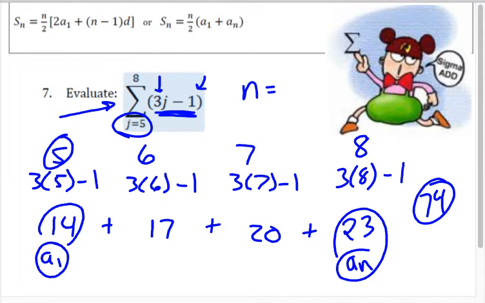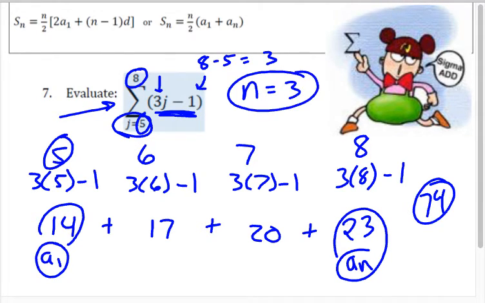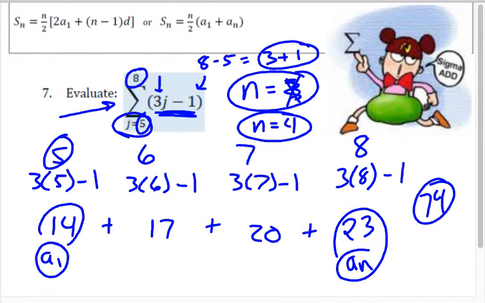Now you can see that we have 4 terms here, but what a lot of people do is they'll take the last term on top and subtract this term, 8 minus 5, which is 3. They'll say, oh, n's got to be equal to 3, which is wrong because you have 4 terms. What you have to do when you're subtracting like this is, yeah, 8 minus 5 is 3, but then add 1 to it every time. So n is equal to 4. You have to be careful with that.